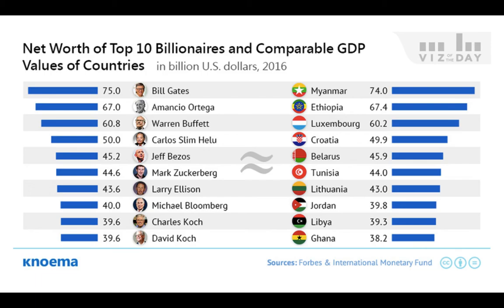Some people have net worths that are larger than countries' GDPs, including Luxembourg here, which we saw was one of the richest countries, has the same GDP as Warren Buffett. So one man has a higher net worth than an entire country. Yeesh.